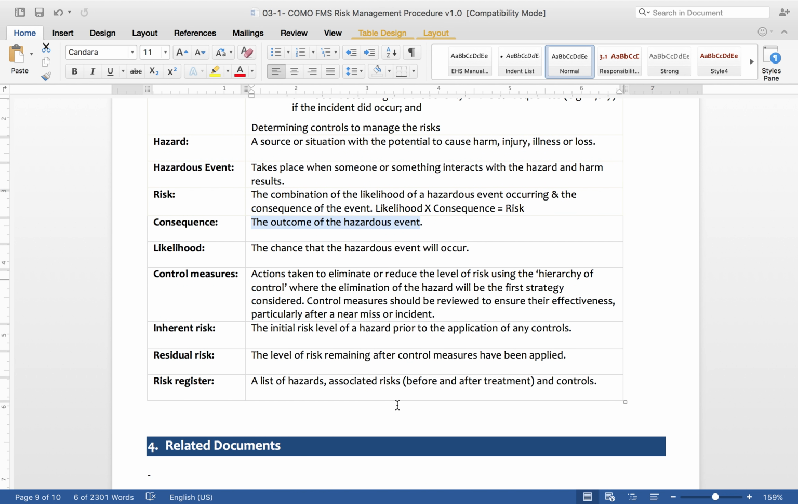And then last is the risk register, and it is a list of hazards, associated risks, and, before and after treatment and the controls, what should be done about it. That's the definition of terms.